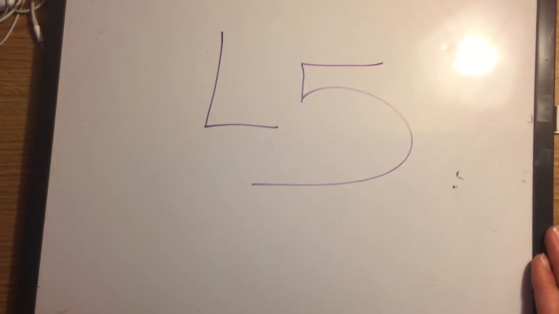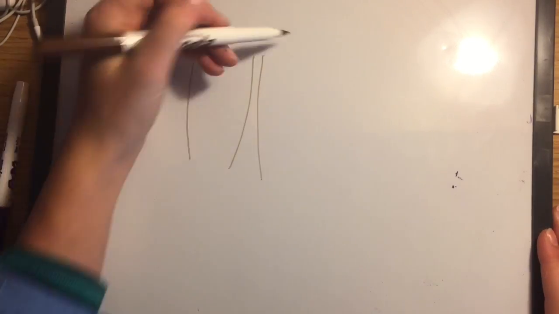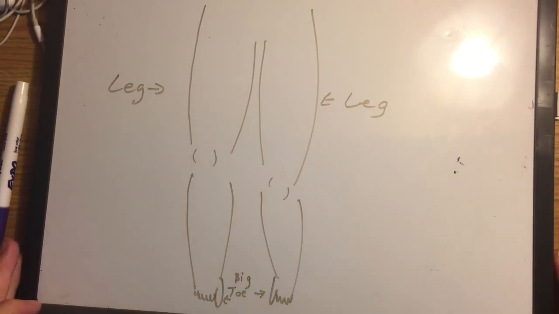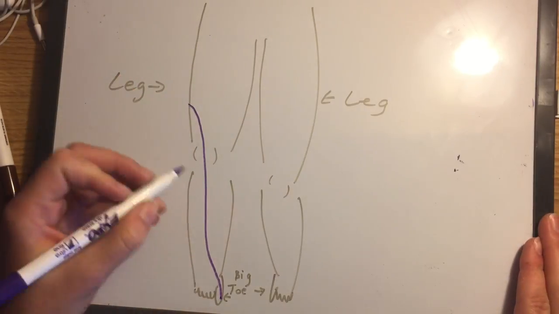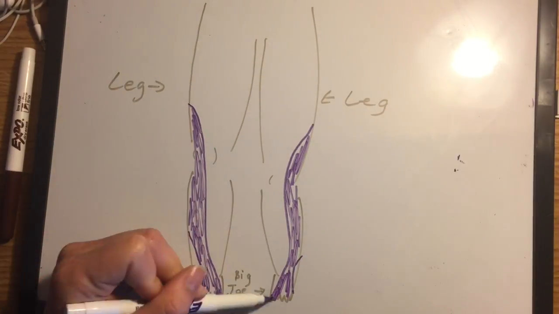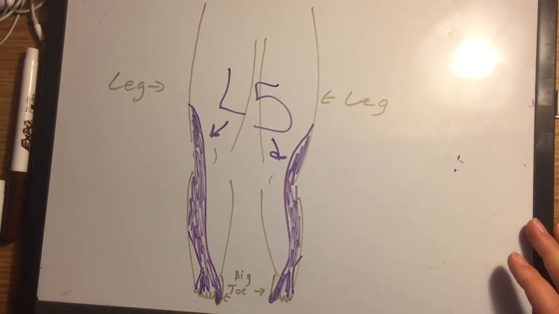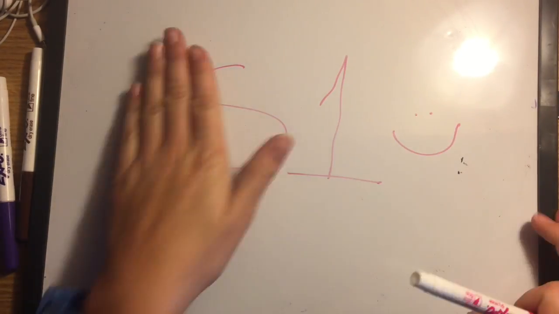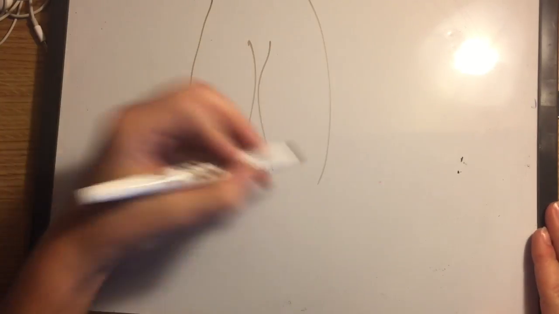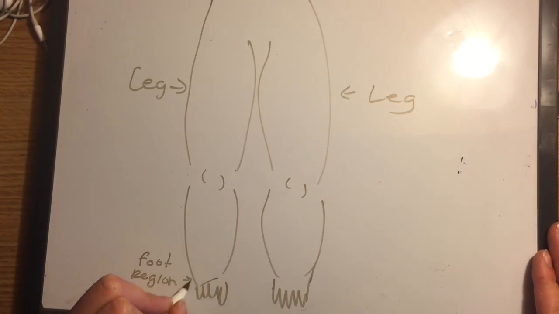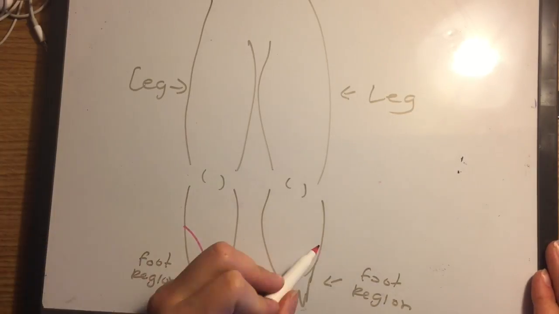Next is L5. L5 is located underneath L4, but it mostly involves the lower foot region. There is no L6, but there is an S1. S1 is located down in the ankle.